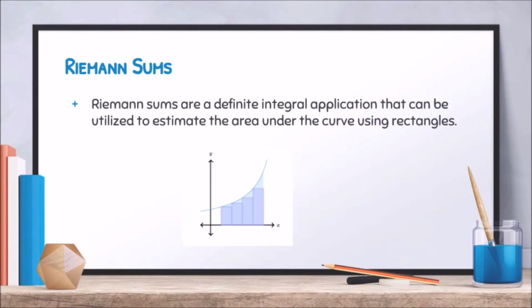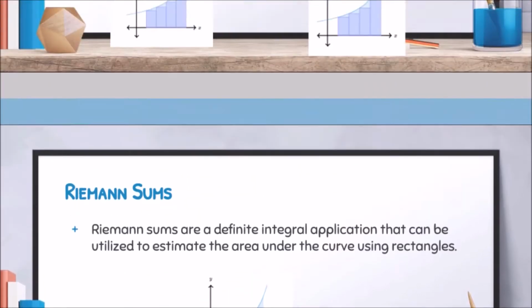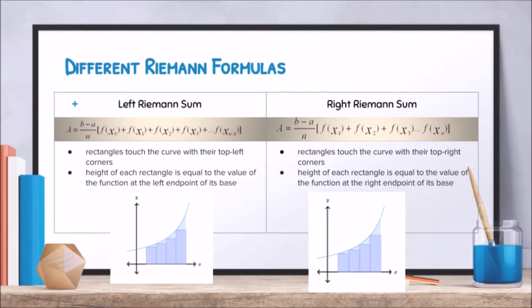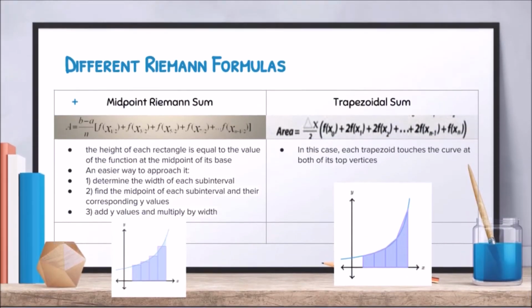Riemann sums are a definite integral application that can be utilized to estimate the area under the curve using rectangles. There are several different Riemann formulas. There is the left Riemann sum and the right Riemann sum. The left is where the rectangles touch the curve with their top left corners, and the height of each rectangle is equal to the value of the function at the left endpoint of its base. As for the right Riemann sum, rectangles touch the curve with their top right corners, and the height of each rectangle is actually equal to the value of the function at the right endpoint of its base.